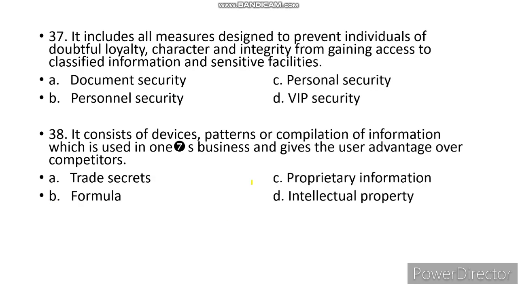So let's go, 37. It excludes all measures designed to prevent individuals of doubtful loyalty, character, and integrity from gaining access to classified information and sensitive facility. Medyo hindi ko nabasa yung loyalty, wala kasing ganun. Charot. So what do we call all of these measures? What do you think would be the answer?